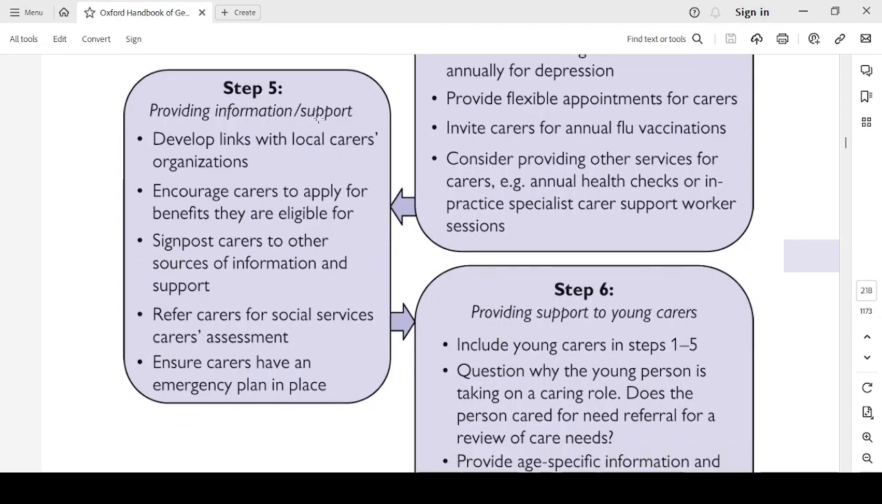Step 5. Providing information and support. Develop links with local carer organizations. Encourage carers to apply for benefits they are eligible for. Signpost carers to other sources of information and support. Refer carers for social services or carer assessment. Ensure carers have an emergency plan in place.